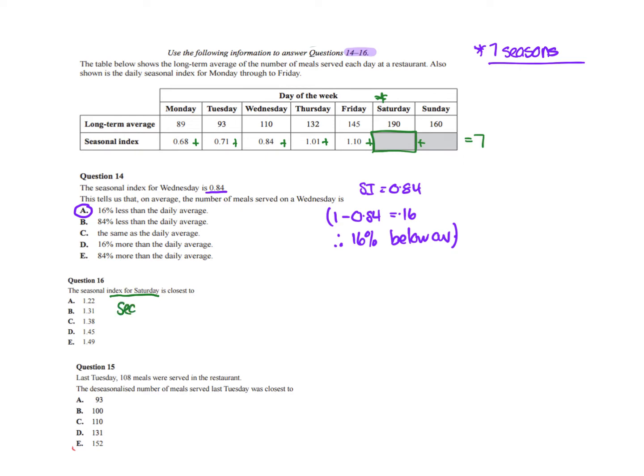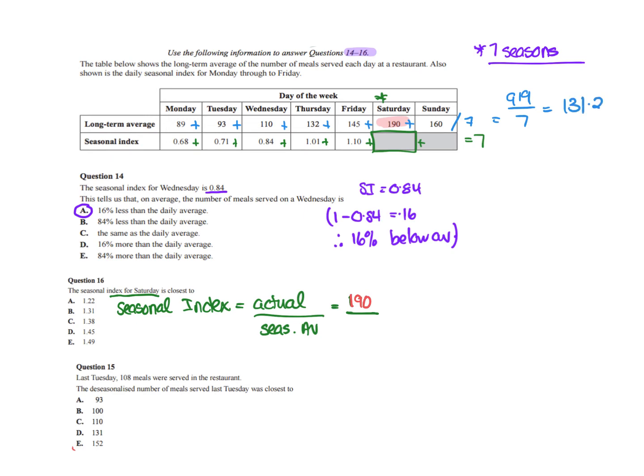So they want the seasonal index. What you should first do is just write the formula, and then things might come to you. Seasonal index is actual over seasonal average. The actual is up here, this is what actually happened, so that's 190. Then we divide by the season average. The season average is when you add all these up and divide by how many? Divide by 7. If you add them all up, it ended up being 919, and if I divide by 7, I ended up with 131.29.